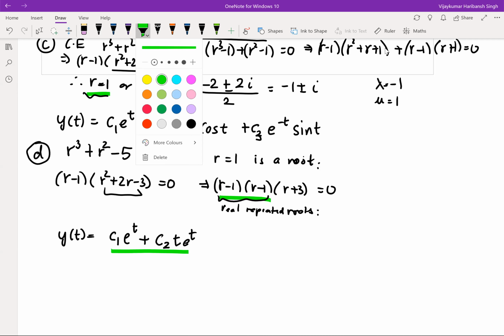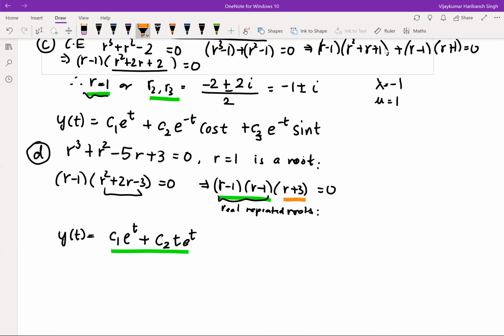Now for this part here, we'll get e to the power minus 3t multiplied by some other constant, say c3. So again, you see the different ways your characteristic equation splits, you're getting different roots. So let's look at E now, problem E, where we have what?